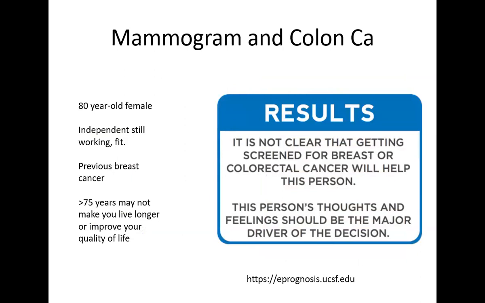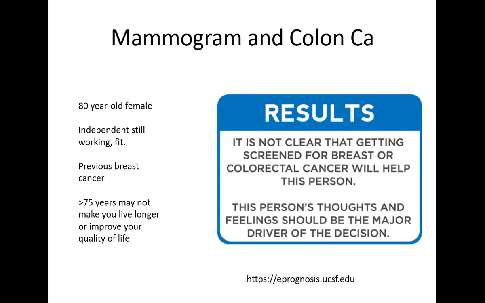So this is also off that same UCSF website. You can plug in data from your patient. So this is actually my own mother. She's turning 80. She still works. She's fit. She's running around. She's had breast cancer. However, look at this as her result. So it's not clear that getting screened will help this person.